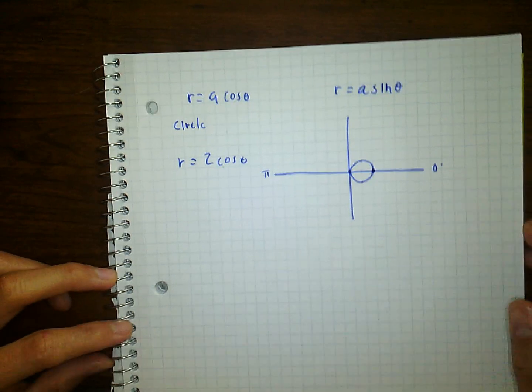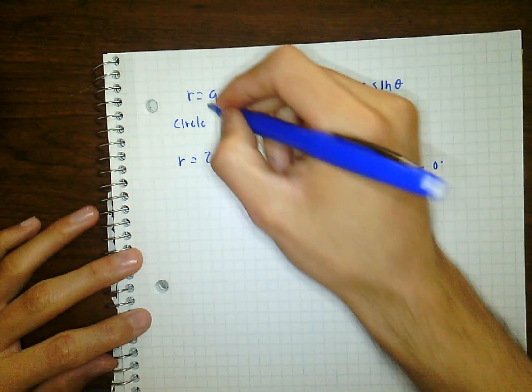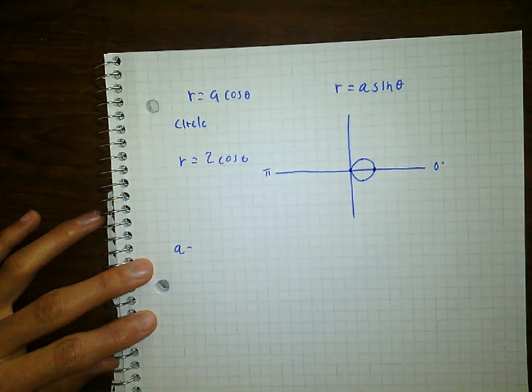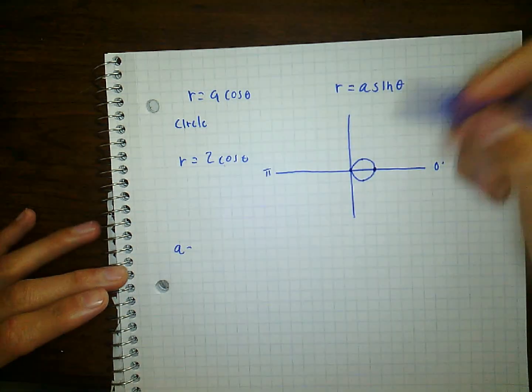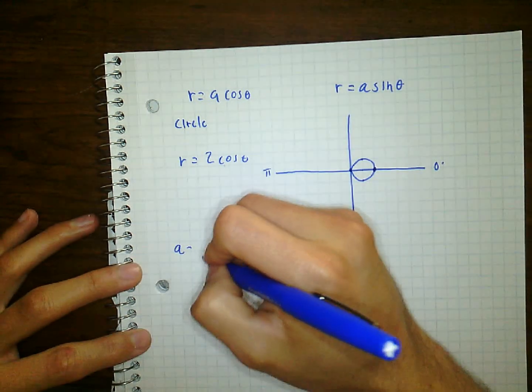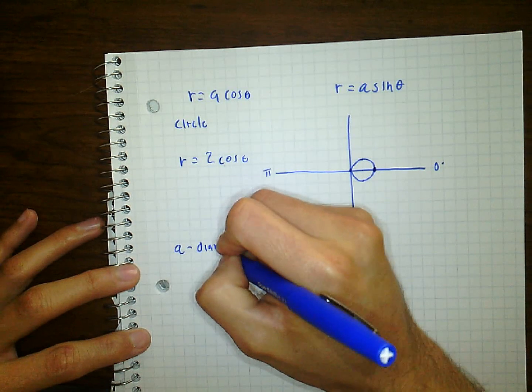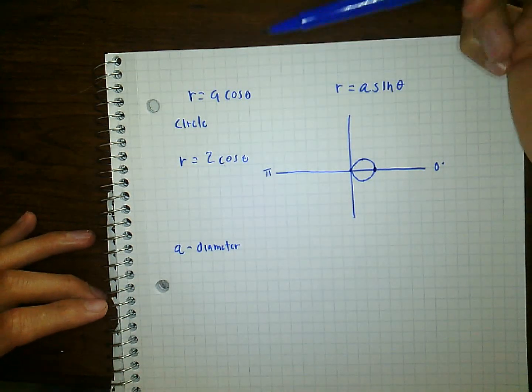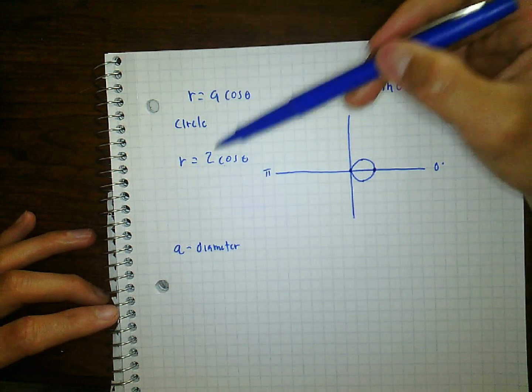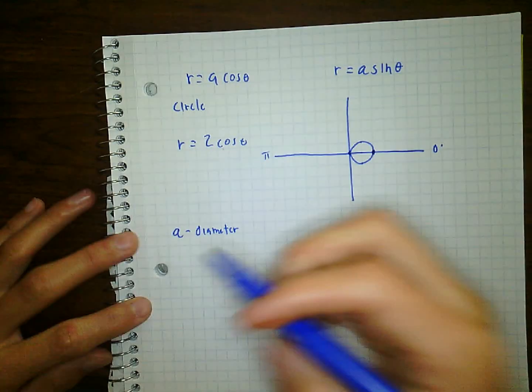So we can start making some predictions as to what this is. For example, looking at the circle, what can you tell me about the letter A? Well, the letter A, when I look at it, is 2. When I look at the circle, it seems to represent the diameter. Awesome. Well, this was a cosine example. Let's see what happens with a sine example.